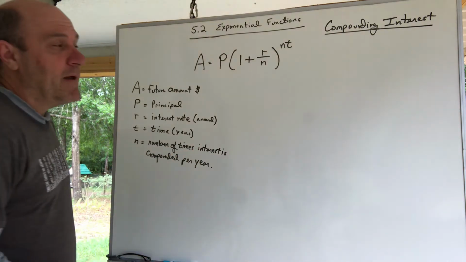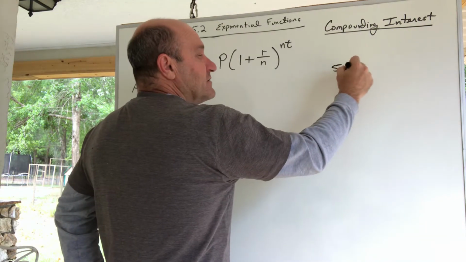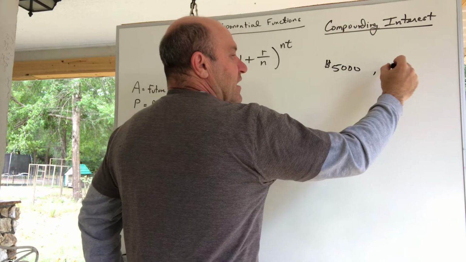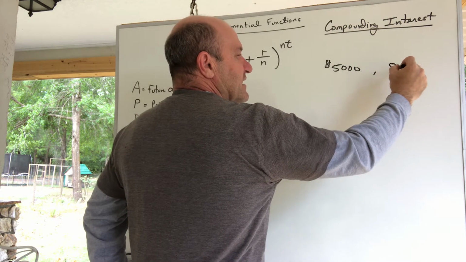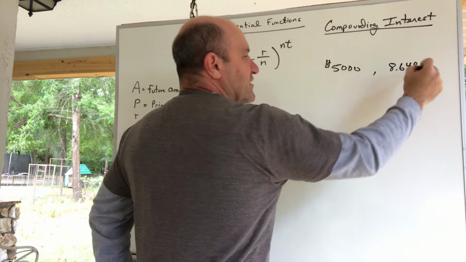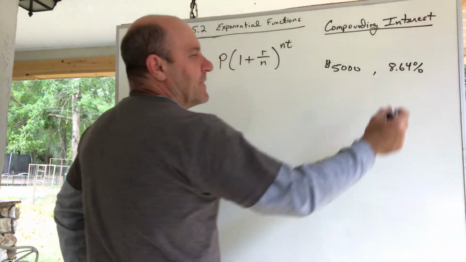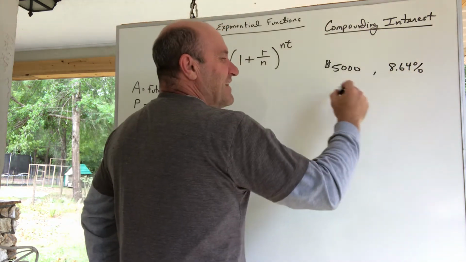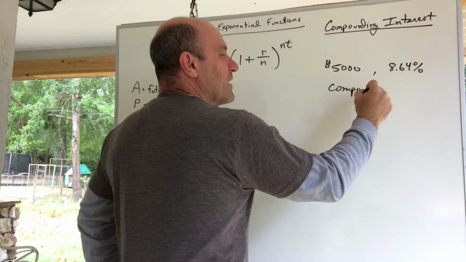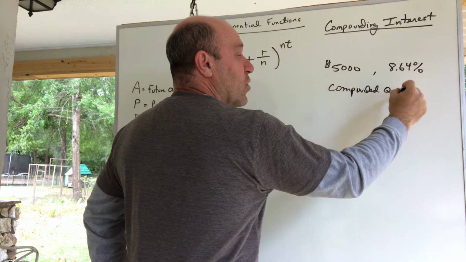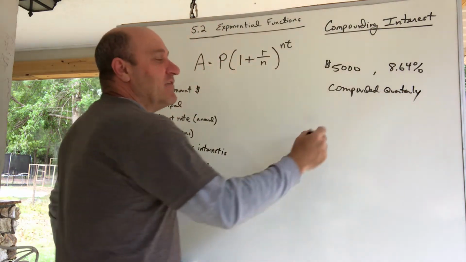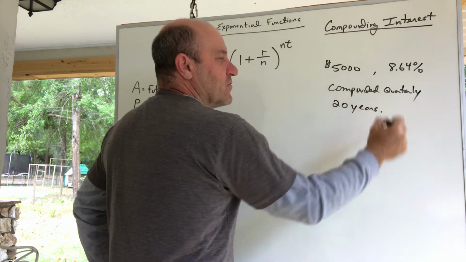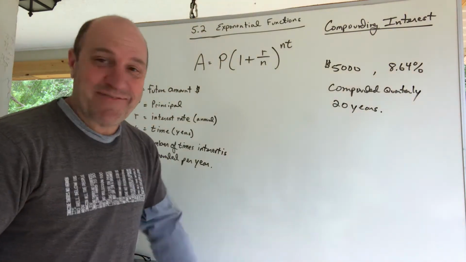So let's try one. Let's say I have $5,000. I put it in the bank with an interest rate of 8.64%. That might not have been a good number. Let's say it's compounded quarterly, and I leave it in there for 20 years. So the question is, how much money will I have?